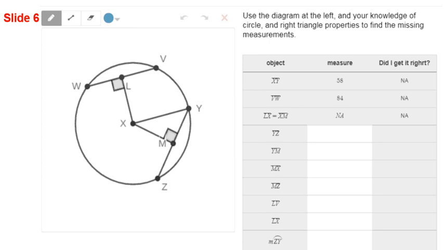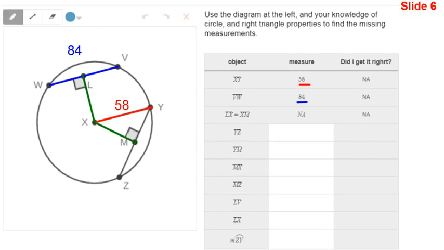Alright, so using what we know about our givens, we have a circle X, and we know that XY is 58. We also know the length of our VW, which is a chord of our circle, being 84 units. XY, I should also say, is a radius of our circle. And we know that LX is congruent to XM. They have the same measurements. Those are equal.